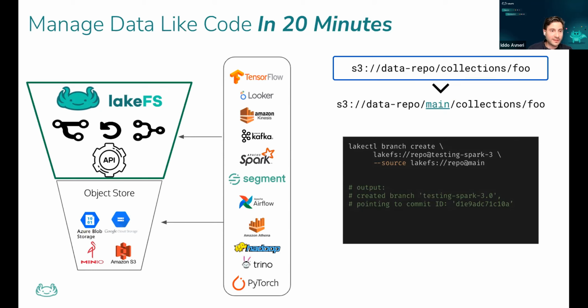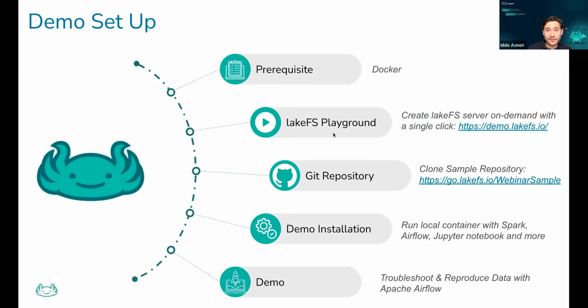And then the manipulation of the Git actions can happen in the API that I mentioned before, or we have a web user interface, or we can also do this through a command line. Here you can see, for example, the lakectl command, where I create a branch out of main, and I'm calling it testing Spark 3, for example. So that's lakeFS very, very quickly. And now we're going to walk you through a demo.